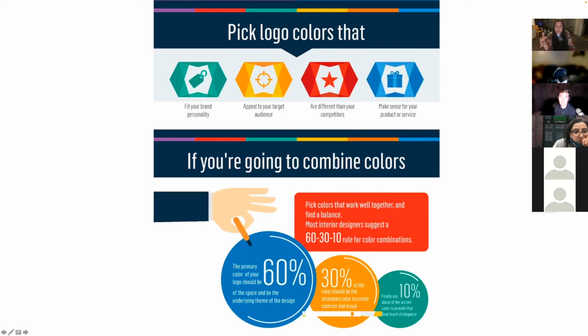So if you're going to combine colors, pick colors that work well together and find a balance. Most interior designers suggest a 60-30-10 rule of color combination. I always like to say you pick a main color, and then for a logo design, keep it to 2 to 3 colors. For overall branding, you can pick a whole color palette to add to that can keep your brand fresh, and everything should have a certain harmony to it.